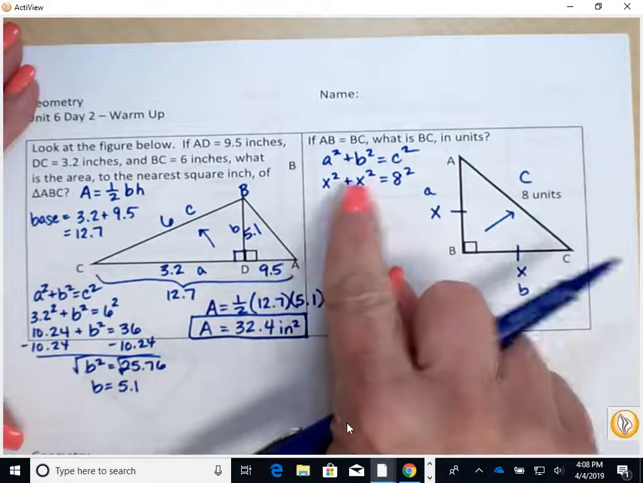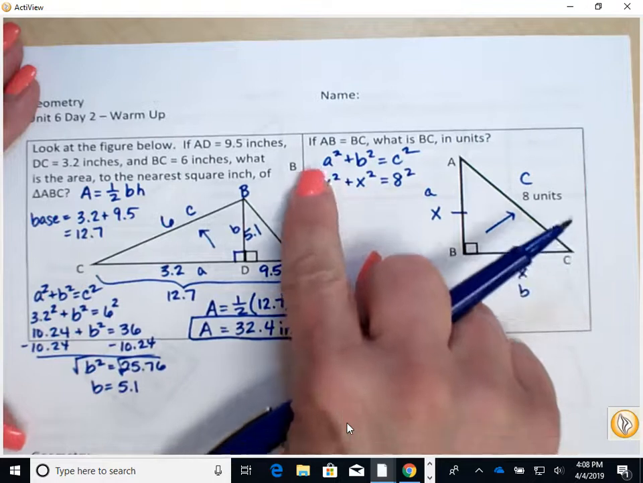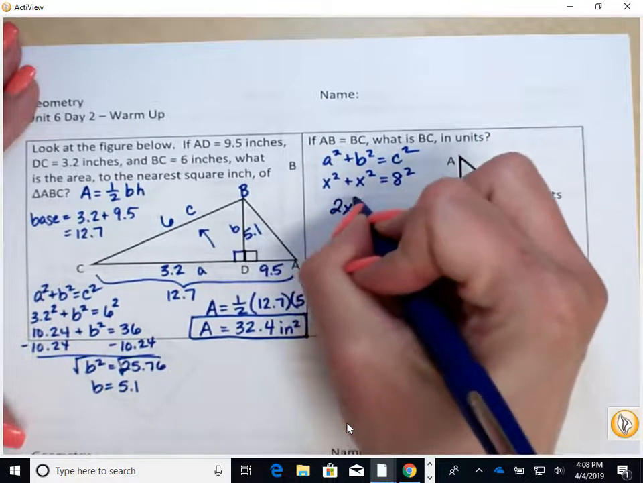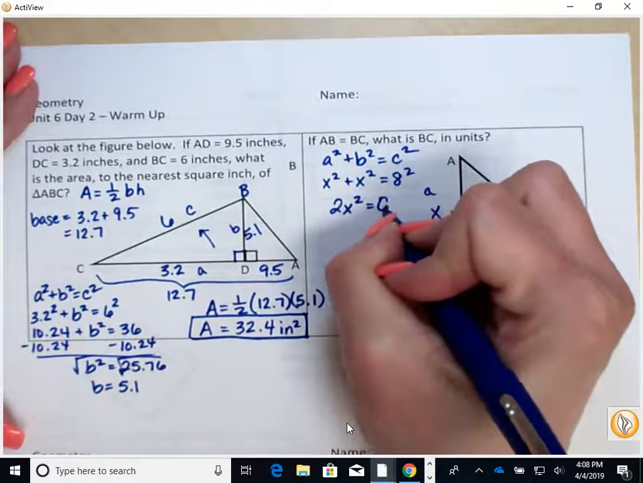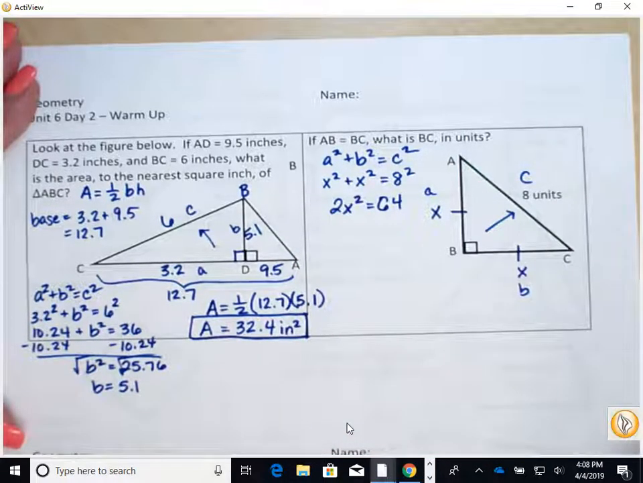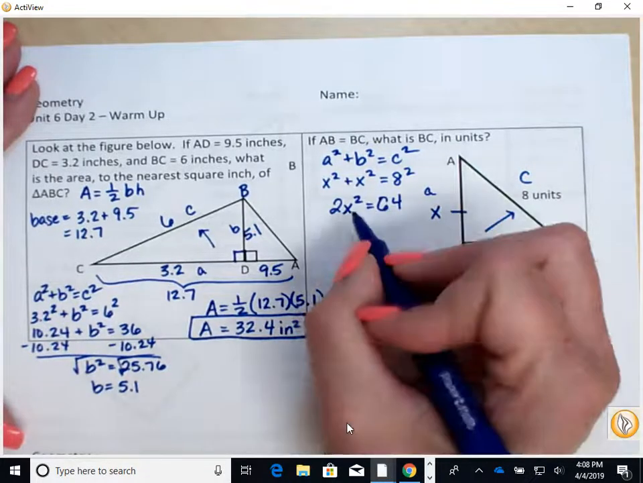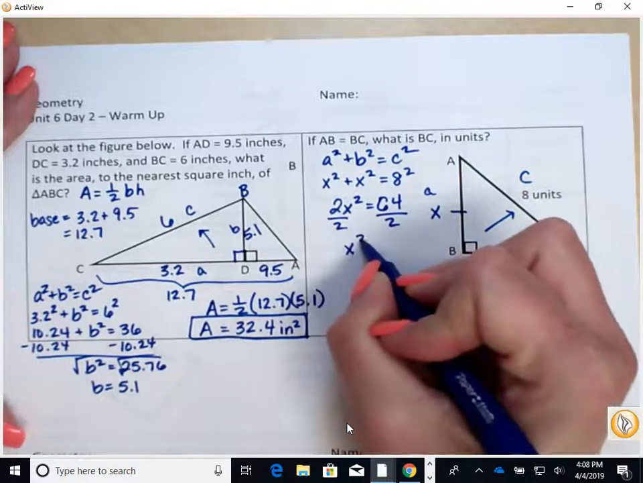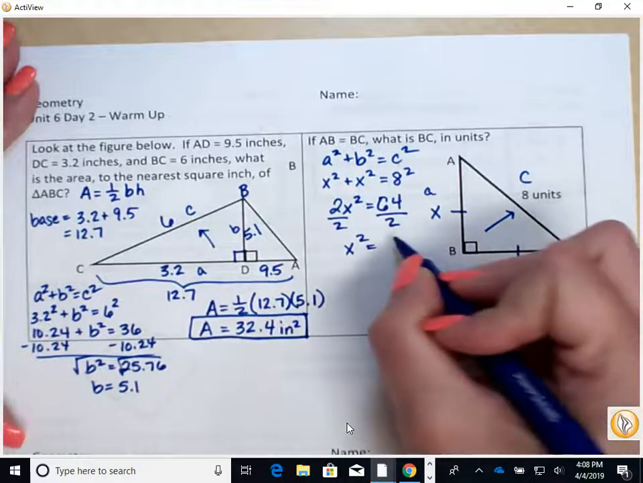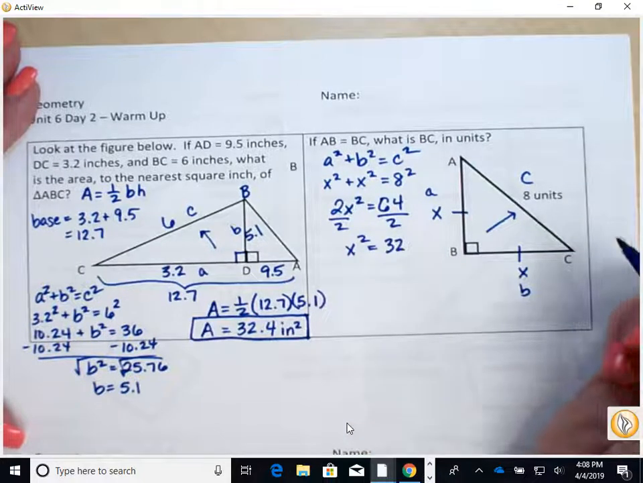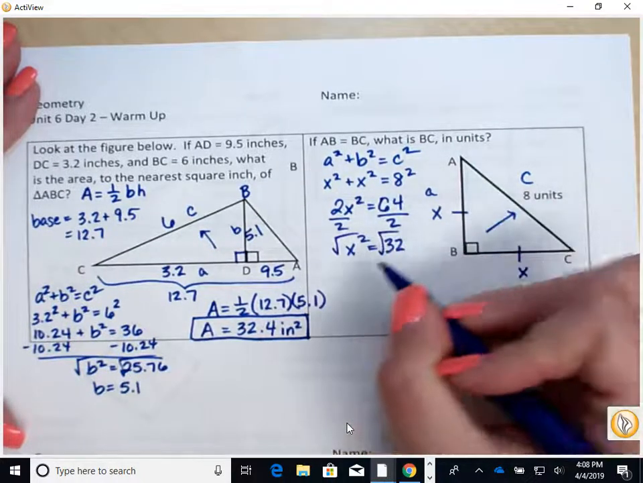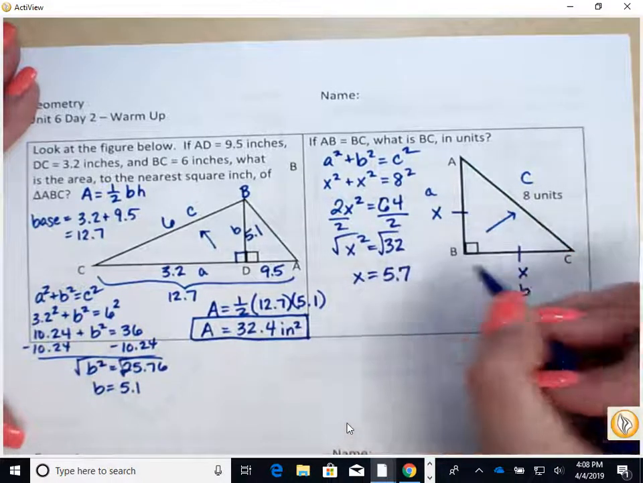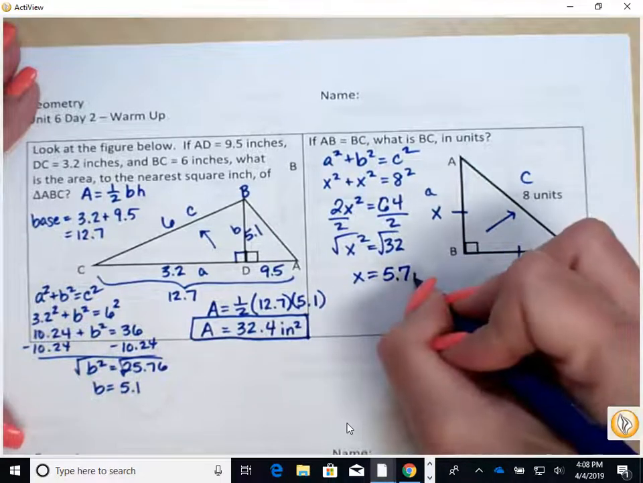Now when you add x squared plus x squared, think of it as having a 1 in front of it. So we got 1x squared plus 1x squared gives me 2x squared. And 8 squared gives me 64. Now you got to work towards getting those x squareds by themselves. Since it's 2 times x squared, divide by 2. You get x squared equals 64 divided by 2 is 32. And then take the square root of both sides. We get x equals 5.7 when I round to the nearest tenth. And they didn't tell me, they just said it's units, so units.